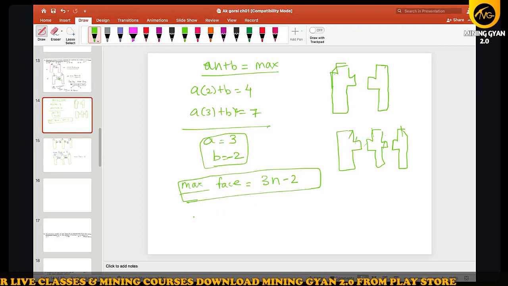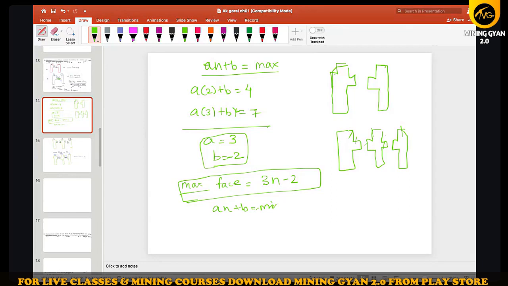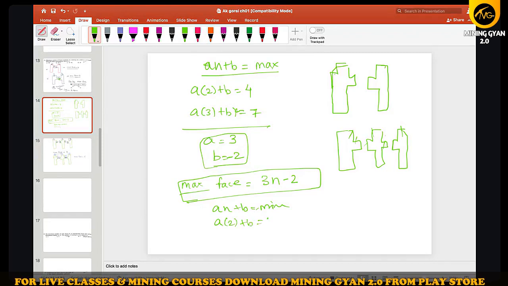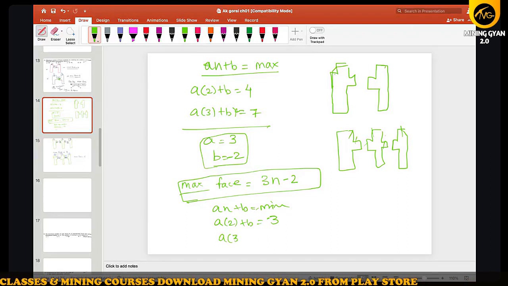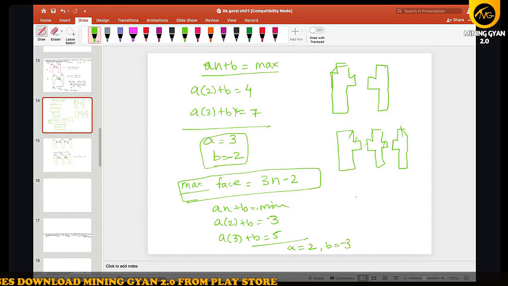For the minimum phase, again we will do the similar practice. So an plus b equal to minimum phase we will consider, and the value of the minimum phase in the two heading. So a times 2 plus b, what is the value? 3. And a times 3 plus b equal to 5. Here we will get a equal to 2 and b equal to -3. So for the minimum phase, our formula is 2n - 3.